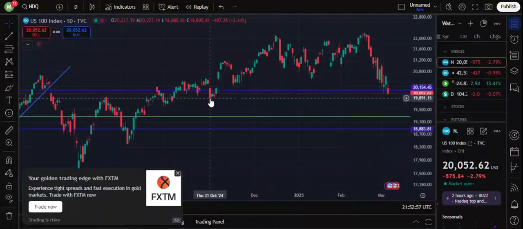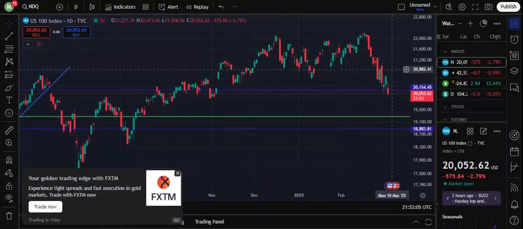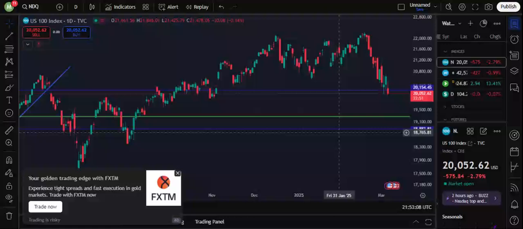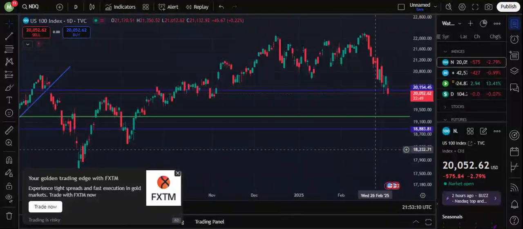If price breaks this support area, we should be expecting price to increase a little bit and then sell more. So we are expecting price to sell massively.